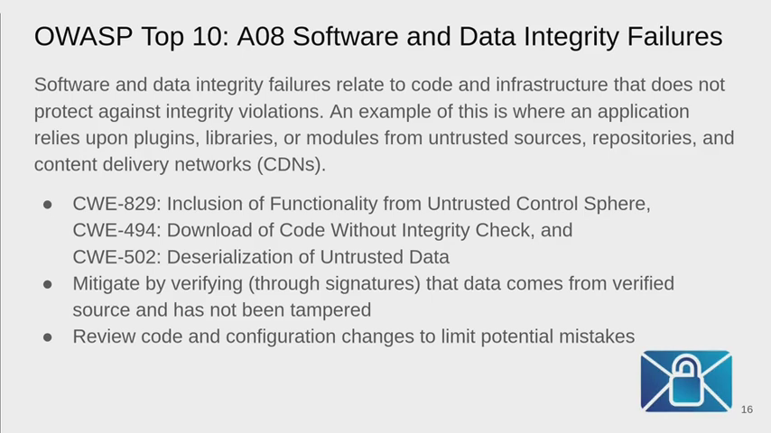Software and data integrity failures. Software and data integrity failures relate to code and infrastructure that does not protect against integrity violations. For example, you're bringing in plugins, libraries, or modules from untrusted sources. The prime example here is WordPress.